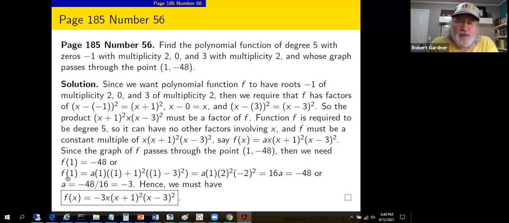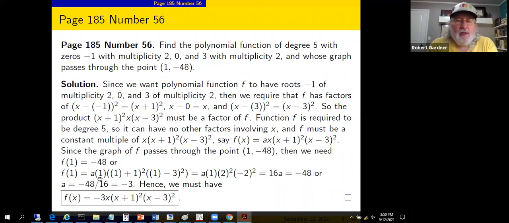f of 1 is, plugging 1 into the function, a times 1 times 1 plus 1 squared times 1 minus 3 quantity squared, which is exactly what's written here. The ones in parentheses are the ones I put into the function. So try to be consistent with that notation.